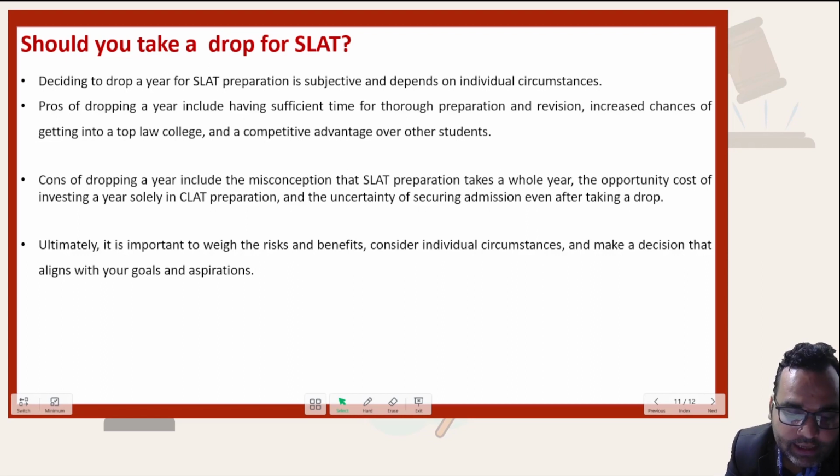Deciding to take a drop for SLAT preparation is very subjective, and it depends upon your individual circumstances. Many students think that taking a drop can help them improve their ranks, so that they get a very good college and a good center, giving them an advantage later in their career. The second thing is that dropping a year includes the misconception that SLAT preparation takes a whole year. There is the opportunity cost of investing a year solely in SLAT preparation, and the uncertainty of securing admission even after taking a drop is always there. But you can decide whether to take a drop or not. Totally, it is your individual preference.